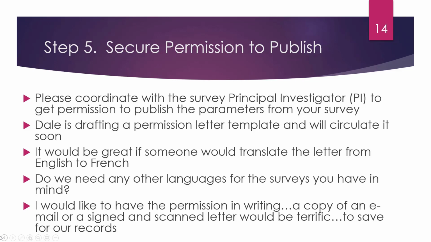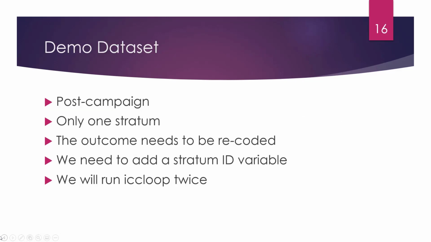Let's get on to the demo. I'm going to switch to Stata in a few moments, and I'll just give you a little background on the data set that we're going to look at. It's a data set from a real survey. I pulled out data from one stratum from a real post-campaign survey. The outcome variable reflects the real data from the survey, but it needs to be recoded because instead of being coded 0, 1, it's coded 1 for yes and 2 for no.